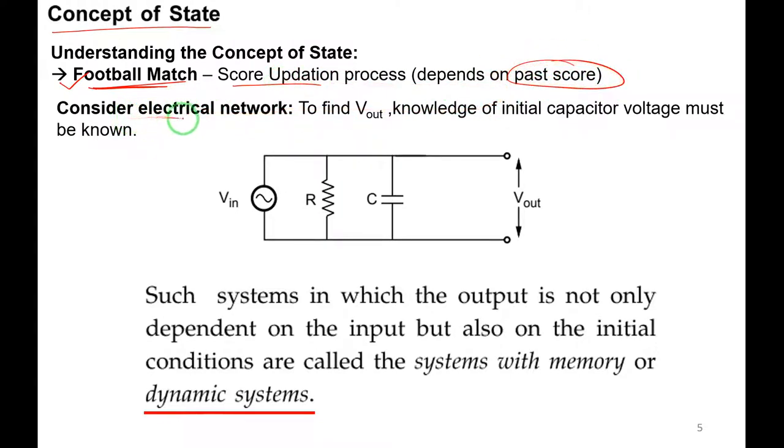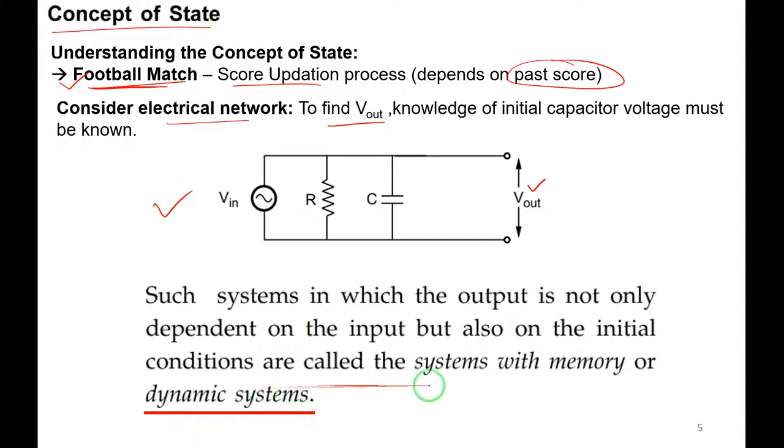Then we'll take the example of an electrical network in order to understand the state. Here you can see the voltage source V in, the resistor R, the capacitor, and the voltage V out is measured here. In order to find the output voltage V out, what is required? The knowledge of the initial capacitor voltage must be known. What is the voltage across the capacitor? That should be known, the initial voltage. That's the initial condition in order to find V out. And we call this example of an electrical network a dynamic system.